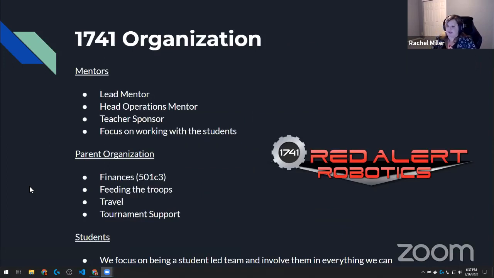Okay, now into 1741, we group into three different categories. The mentors, like I said, I think it's important for mentors to know their role. That's not saying every single mentor needs a title or a role definition, but they need to know what their role is on the team and how they want the mentors to interact. So on 1741, we have a lead mentor, which is Nathan Coulomb. He mainly focuses on engineering, but he's the head honcho for our team. He is exactly what it says, lead mentor.